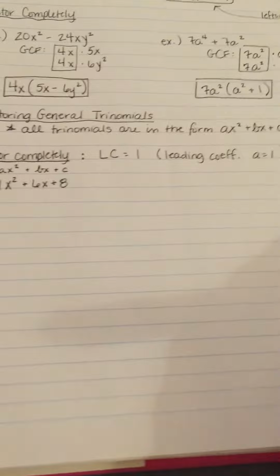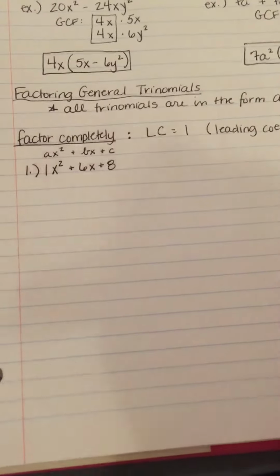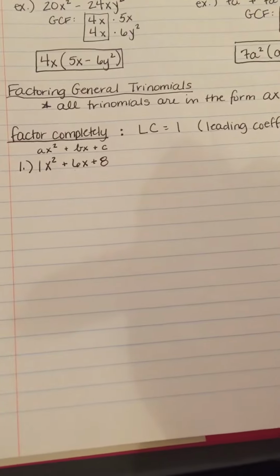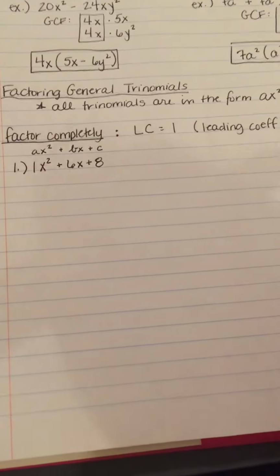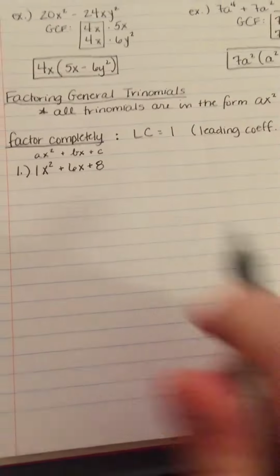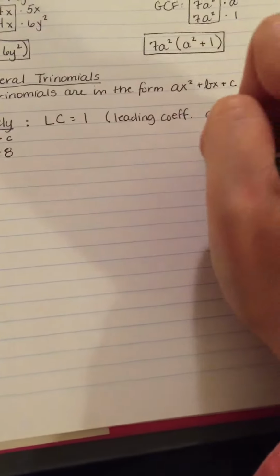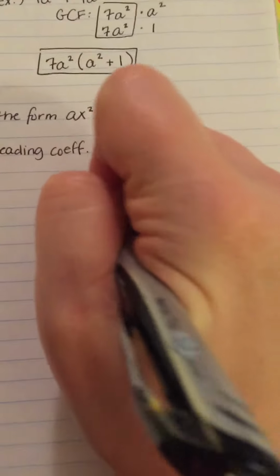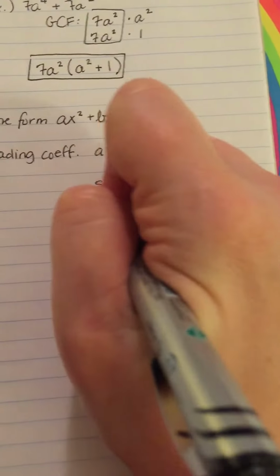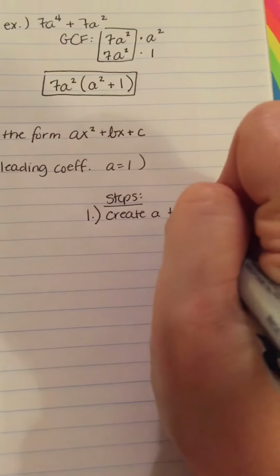Factoring this kind of trinomial, what I'm trying to do is I'm trying to figure out what two things am I going to multiply together. So what two sets of parentheses will I multiply together in order to get this as my final answer? All right, so there are steps when it comes to factoring basic trinomials. Okay. The first step that you're going to do is you're going to create a t-chart.